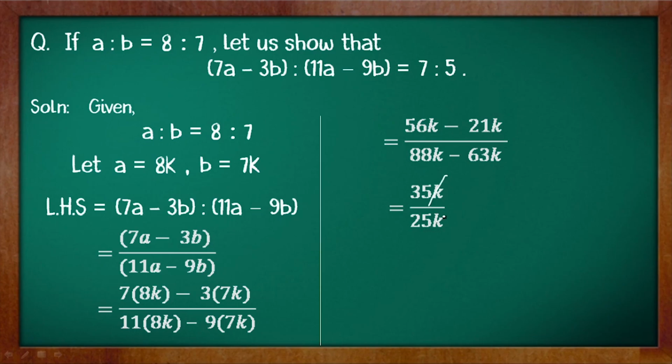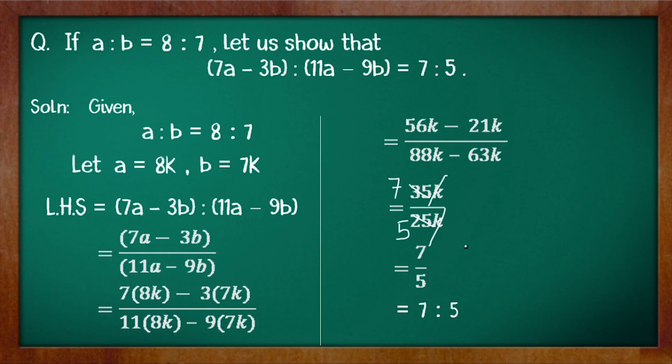So let's cancel, k and k gets cancelled out, and we can cancel this by 5. So 7 5s are 35, 5 5s are 25. So what do we get? We get 7 by 5. Okay, so this is in fraction form. We can change this into ratio. So this is equals to 7 is to 5.